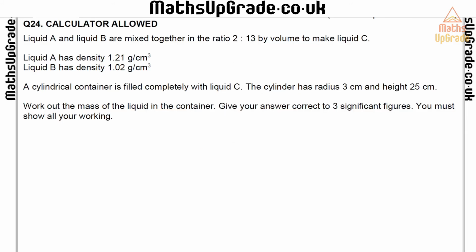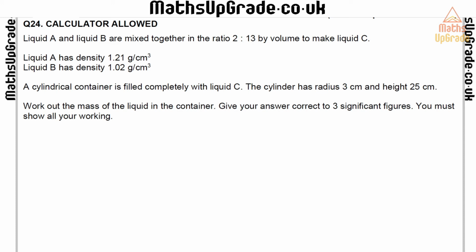Question 24. Liquid A and B are mixed together in the ratio 2 to 13 by volume to make liquid C. Liquid A has got density 1.21. Liquid B has got density 1.02 grams per centimeters cubed. The cylindrical container is filled completely with liquid C. The cylinder's got radius of 3 and height of 25. Work out the mass of the liquid in the container. Give your answer to 3 significant figures and you must show all your working.